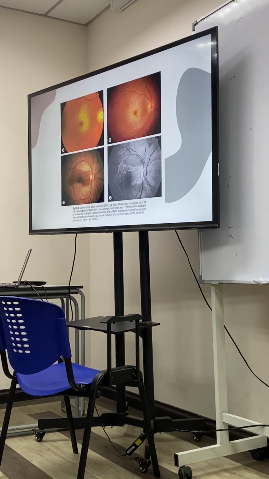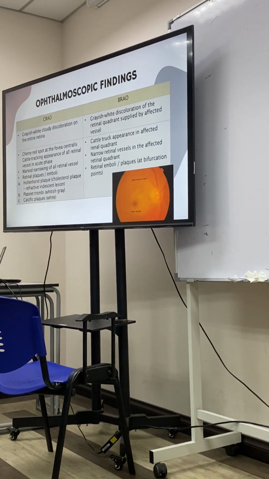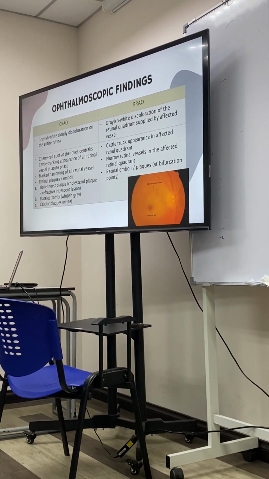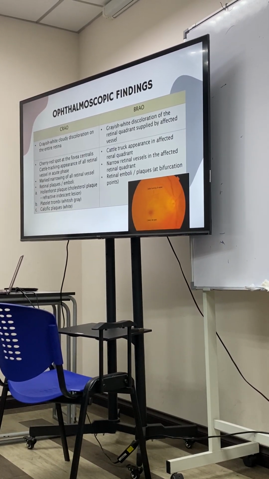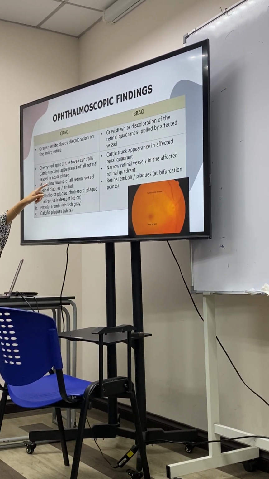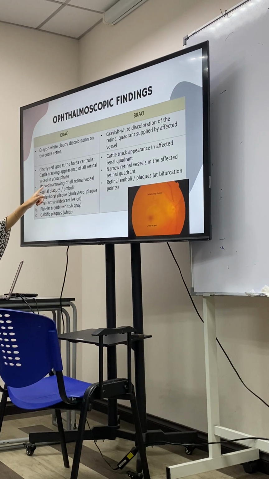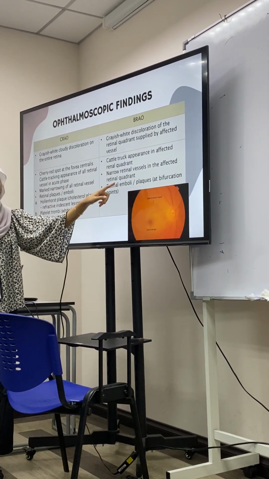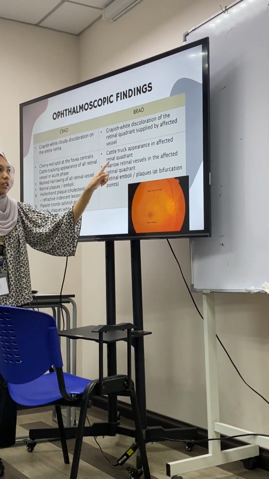Okay. So next ophthalmoscopic finding. There is the cherry red spot at the fovea, which is very characteristic of central artery occlusion. Second, we can see a cattle tracking appearance of all retinal vessels in the acute phase for central, but there's also a cattle tracking appearance that is only affected at the retinal quadrant.